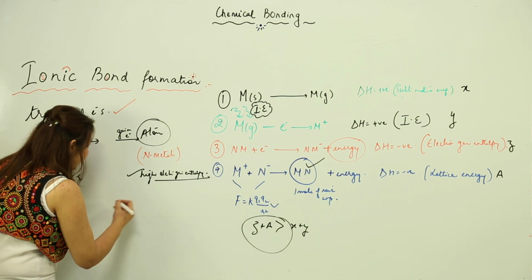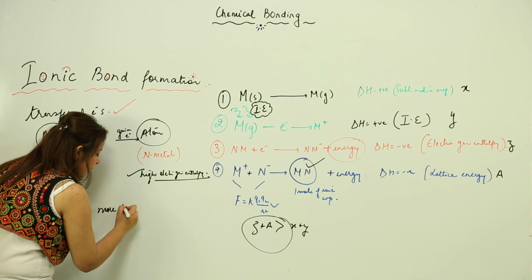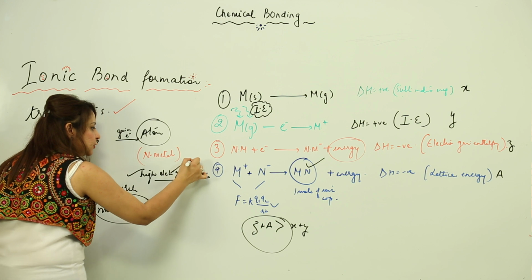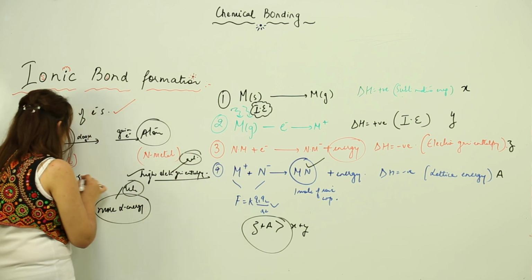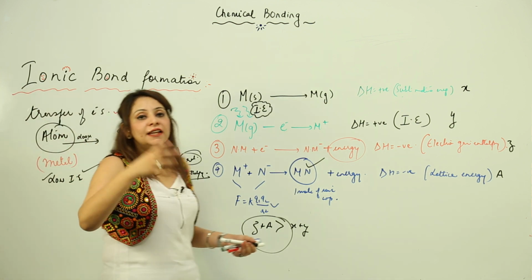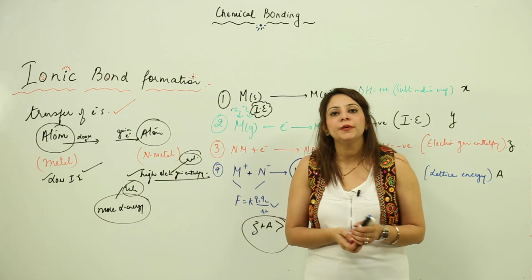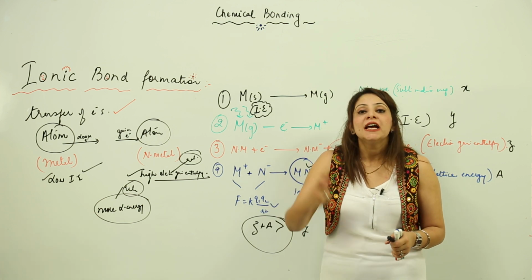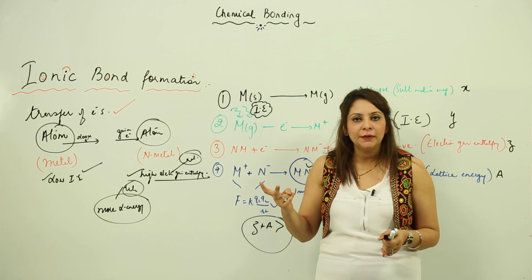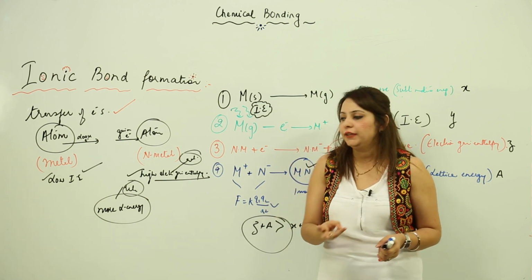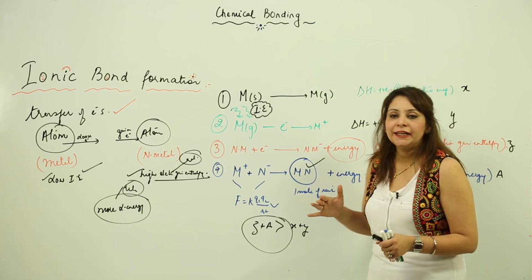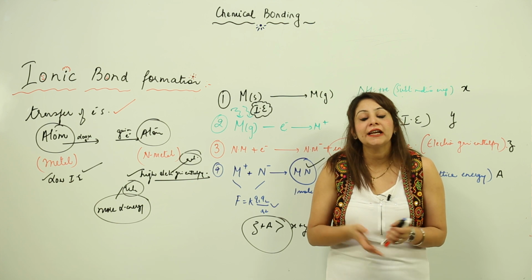That is why you will see more lattice energy. This energy is also released. So the release should be more than the absorbed one. Then only our compound is going to be stable. So the factors which influence the formation of an ionic bond are the low ionization energy of the metal, second, the high electron gain enthalpy of the non-metal, and the high lattice energy when they combine with each other.